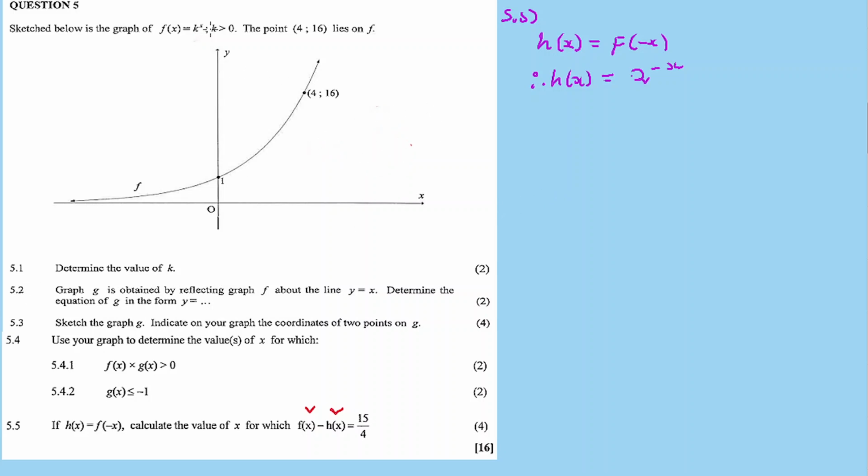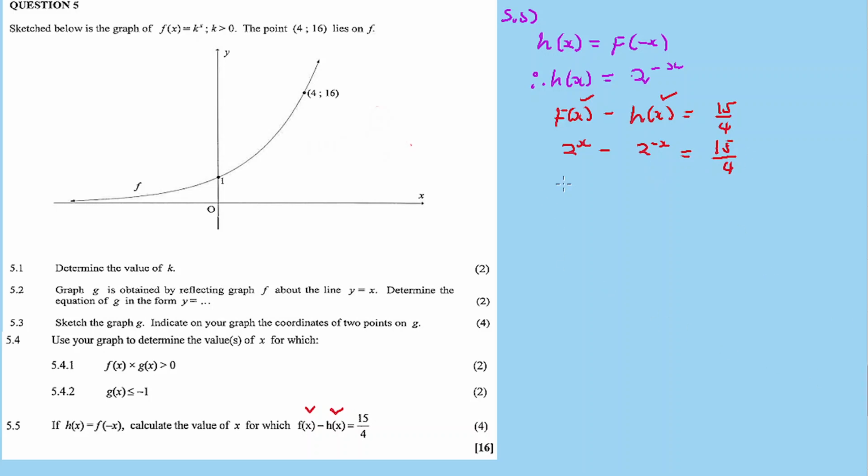Exponent minus x, that's why I need h of x to be equal to 2 raised to exponent minus x. Therefore f of x minus h of x. Now, to solve that equation, we substitute 2 raised to exponent x with f, and 2 raised to exponent minus x with h, equal to 15 over 4.